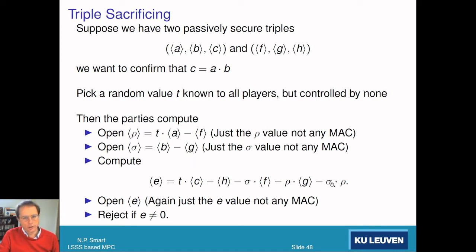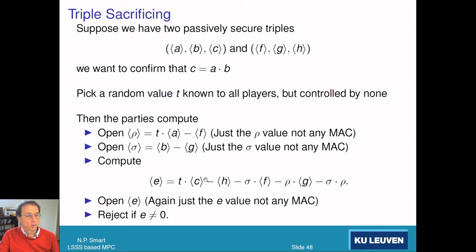And now we look at this expression E. If C is equal to A times B and H is equal to F times G, in other words everything's fine, then E will evaluate to 0. However, if C is not equal to A times B or H is not equal to F times G, then the probability that E is equal to 0 is actually 1 over p. And why is this? It's because the probability is conditioned on this random number T, which has been chosen independent of the triple that we're checking.